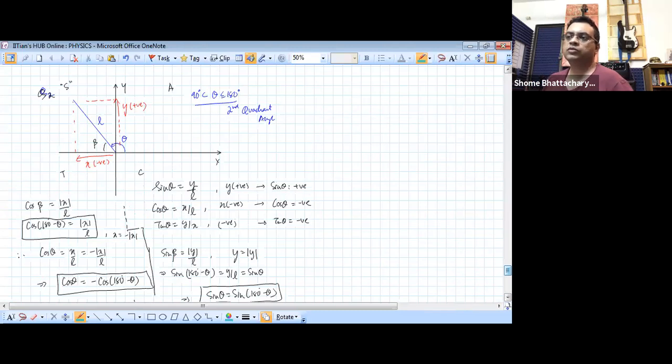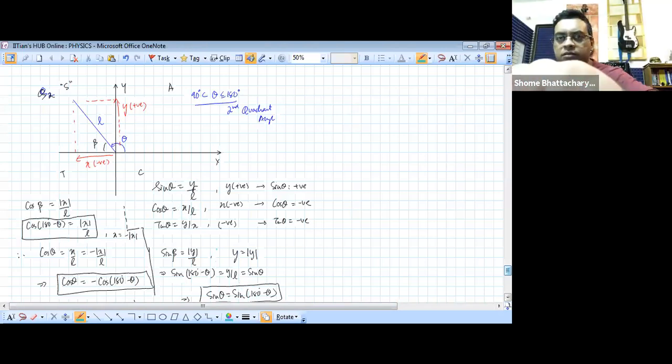See, cos of 180 minus theta is mod x by l. So cos theta is how much? By definition, it is x by l. See the definition of cos theta, it is x by l. But x here is minus of mod x. But when I take sine theta, which is y by l, what is y? It is mod of y only. It's not minus of mod y. So that is why sine theta is positive sine of 180 minus theta, but cos theta becomes minus of cos 180 minus theta.